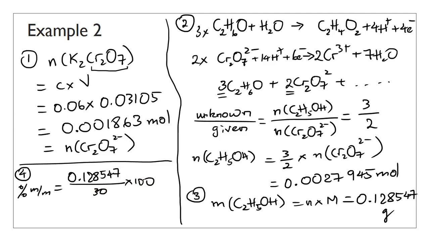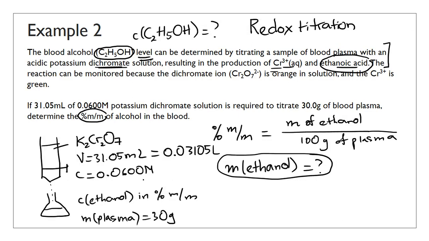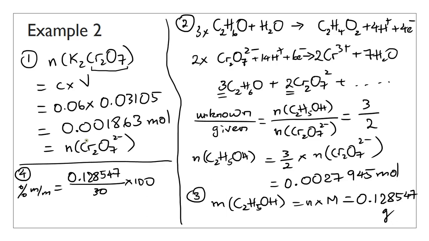All right, we're looking at 3 significant figures. So 0.428%. That is my final answer, the percentage mass by mass of ethanol in the blood plasma sample.